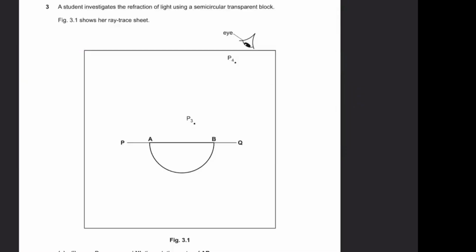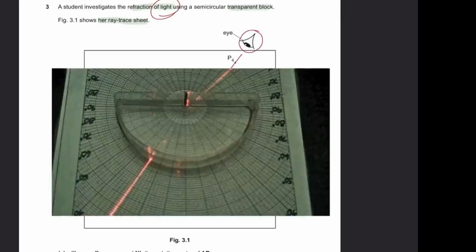Question 3. A student investigates the refraction of light using a semicircular transparent block. Figure 3.1 shows a ray trace sheet. Let's understand this setup before answering the question. This is an experiment to observe the ray of light, and we use pins to trace the ray like this.